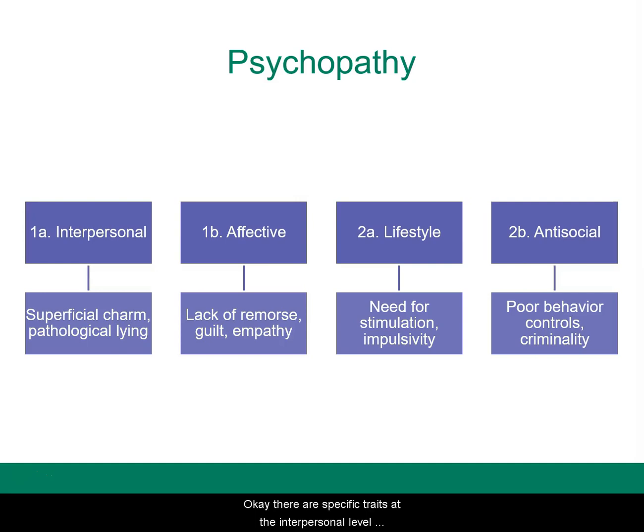Okay, there are specific traits at the interpersonal level, affective level, lifestyle level, and antisocial level that characterize psychopathy. For interpersonal: superficial charm, pathological lying. Affective: lack of remorse, guilt, empathy. Lifestyle: need for stimulation, impulsivity. And then antisocial: poor behavior controls, and criminality. Okay, so you can see these are not good traits to have.